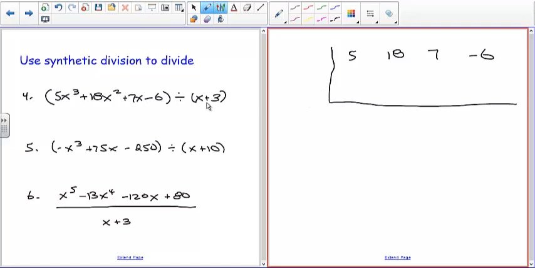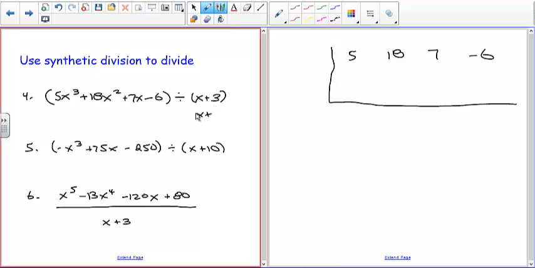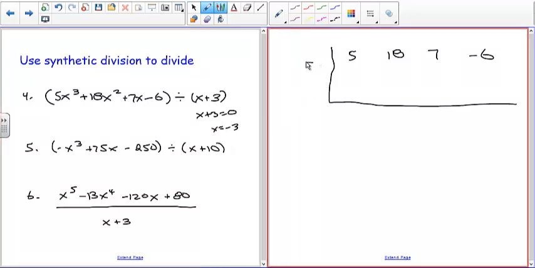Now the number you use is not plus 3, it's the number you would get if you set that equal to 0. So you'll get negative 3. So we're going to use negative 3 here. Okay, so you take this number, bring it straight down. Negative 3 times 5 is negative 15. Add these in the column again, so you'll get 3. Negative 3 times 3 is negative 9. You add these two together, you get negative 2. Negative 3 times negative 2 is plus 6. You add these two together, 0.